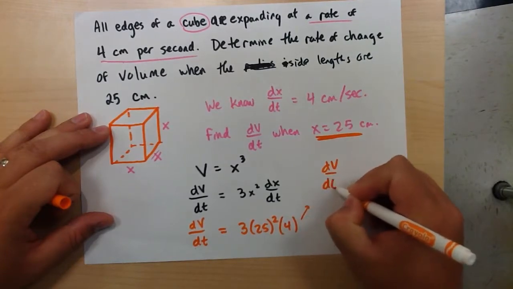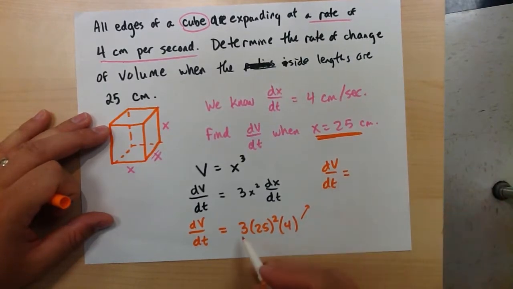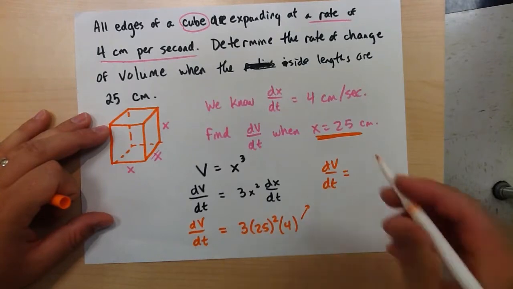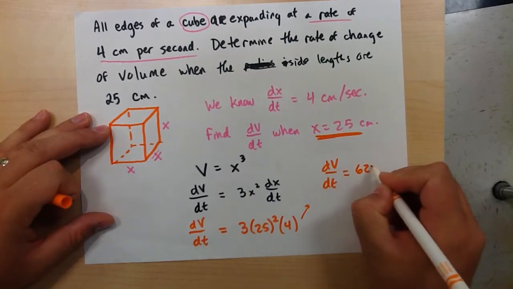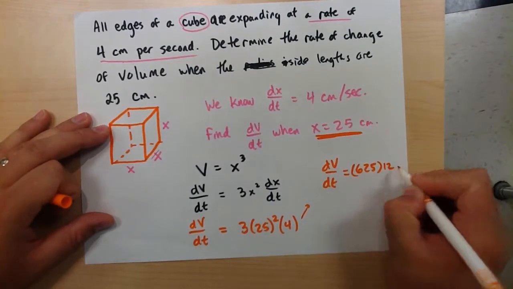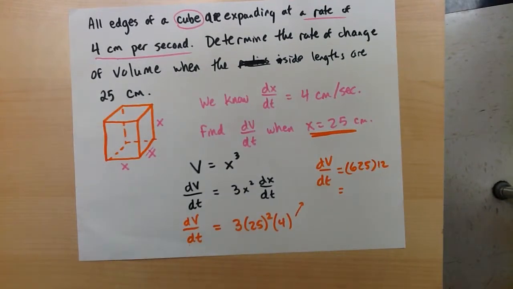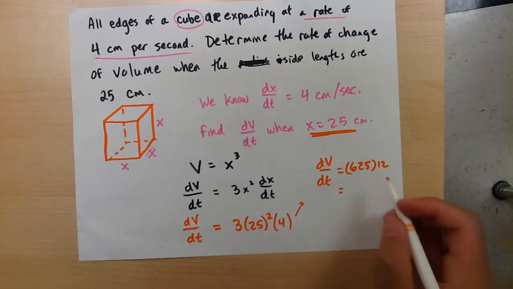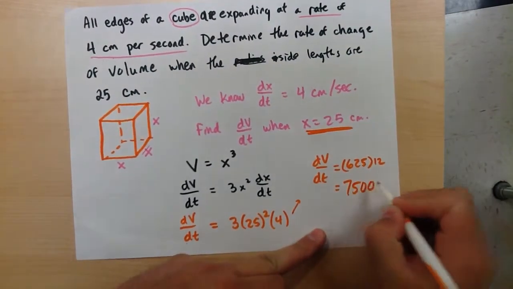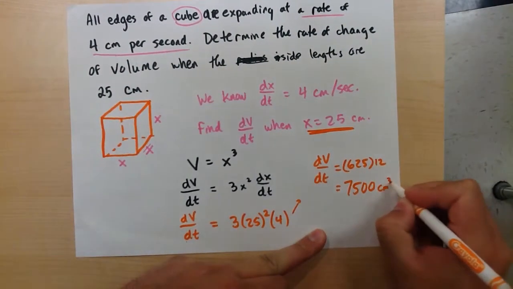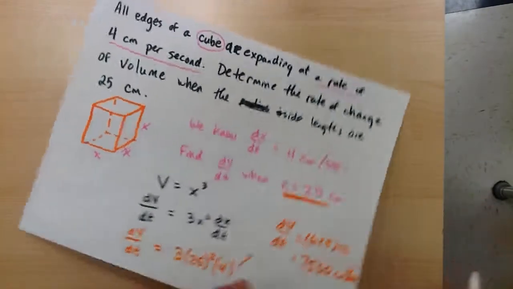Of course I don't have a calculator on me, so I'm going to try to do it in my head. 25 squared is 625 times 12, whatever that number is. Let me try to find a calculator real quick. So I got 7,500 cubic centimeters a second. Hopefully this helps.